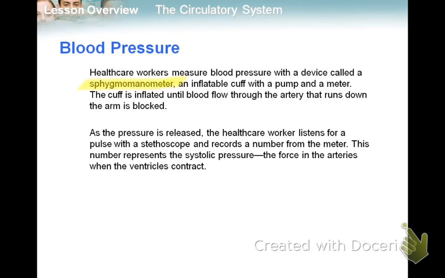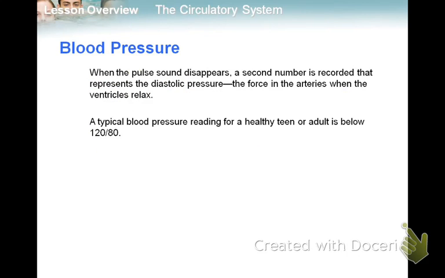What happens is the cuff is inflated until the healthcare professional blocks the blood flow in that particular artery. As the pressure is released, they listen for the pulse, and when that pulse starts, it records the number from the meter. This is the systolic pressure, the force in the arteries when the ventricles contract. This is the higher number. Then when the pulse sound disappears, as they continue to release the cuff, the second number is recorded. That is the diastolic pressure, the force when the ventricles relax, and that's the lower number. Typical blood pressure is 120/80.